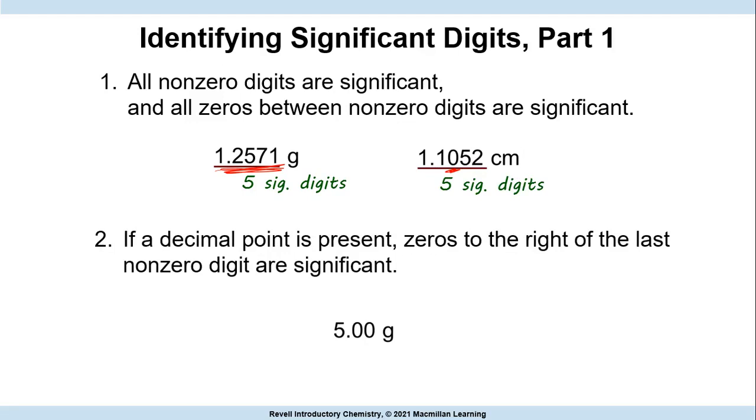Now, let's look at the second case. If a decimal point is present, zeros to the right of the last non-zero digit are significant. So here, because there is a decimal point, these 2 zeros are significant. So in this measurement, we have 3 significant digits. Here in this other example, this 0 is also significant as well. So we have 3 significant digits. Now for 4.99, everything is significant. We have 3 significant digits. So the zeros are significant, and we have 3 significant digits in all of these measurements.